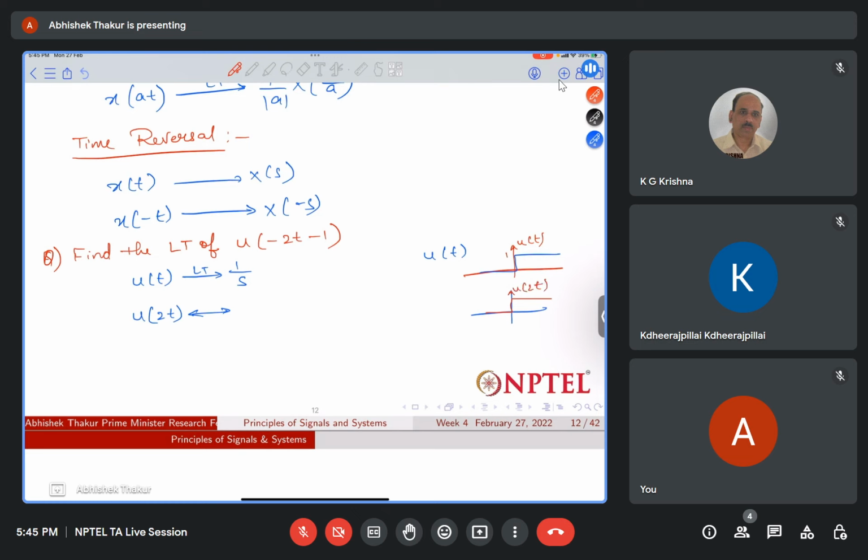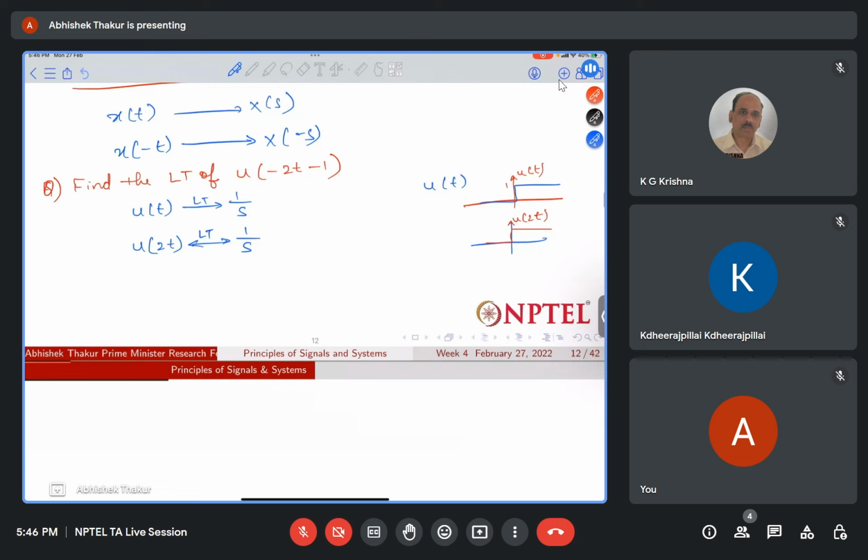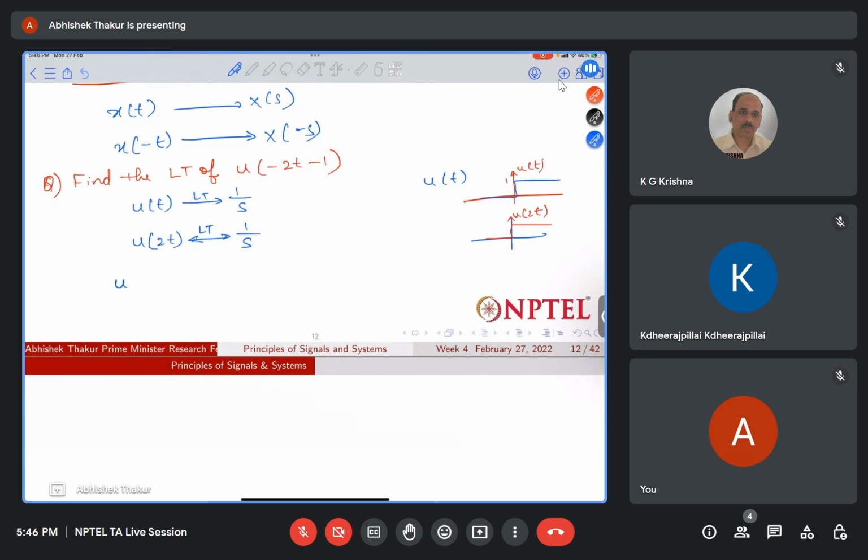So the Laplace transform will also be the same, and both signals have the same region of convergence also, because the region of convergence will be greater than 0. So both have everything the same. In that case, both are the same signal. So u(2t) also has the Laplace transform 1 by s. Now what we will do is time shifting, like we'll shift t by half.